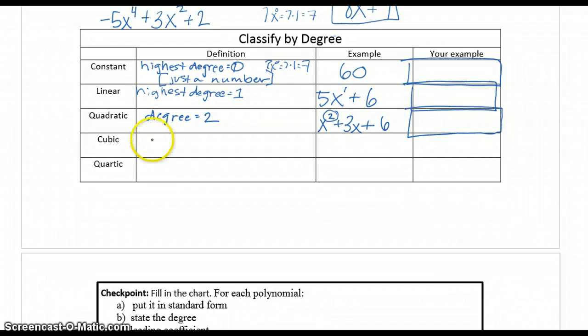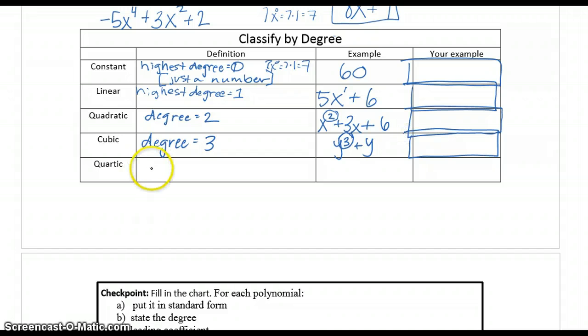A cubic function, or a cubic polynomial, like you may guess, has the highest degree of 3. So for example, we could have y to the third plus y. Notice they only have 2 terms here, but the number of terms doesn't matter. We're only looking for the highest degree, which in this case is 3. So go ahead and write your own example of a cubic.